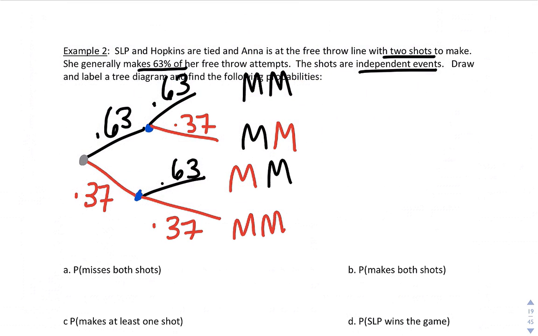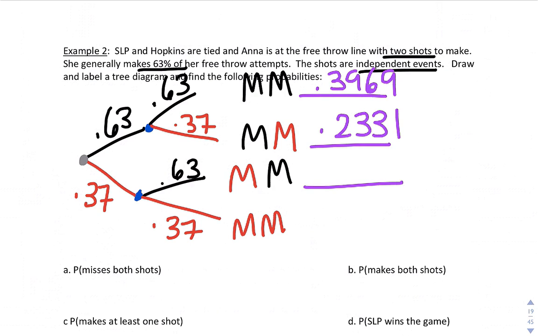You might want to use different letters in your notes if you don't have different colors. The probability of each of these happening, we would multiply along the branches. Again, if they come off the same dot, they add to 1. Each of these are 100%. But the probability of making it twice, you multiply along the branches. So 0.63 times 0.63 is 0.3969. If we go this way, make, multiply 0.63 times 0.37, and that is 0.2331, a 23.31% chance of that happening. Same thing here. Again, multiply along the branches.